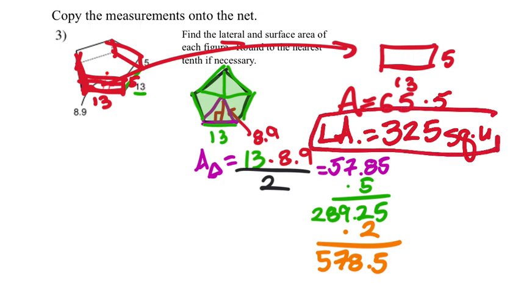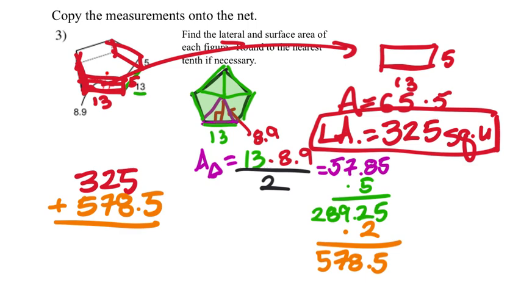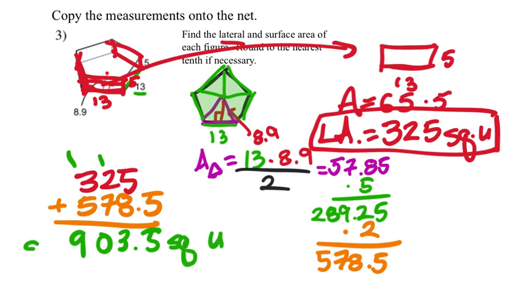325 square units. But if I want the total surface area, I still need that 325 from the lateral surface area, but I also need the 578.5 square units from the two pentagons. So let's go ahead and add these together. So there's a 5 and 13, carry the 1, 903.5 square units. This was the total surface area.